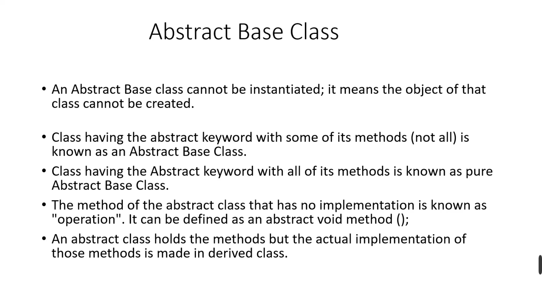A class having the abstract keyword with all its methods abstract is known as a pure abstract class. What this statement means is, if you have an abstract class and all the members of that class are abstract, that means that class is called a pure abstract base class. The method of the abstract class that has no implementation is known as an operation. It can be defined as an abstract void method.